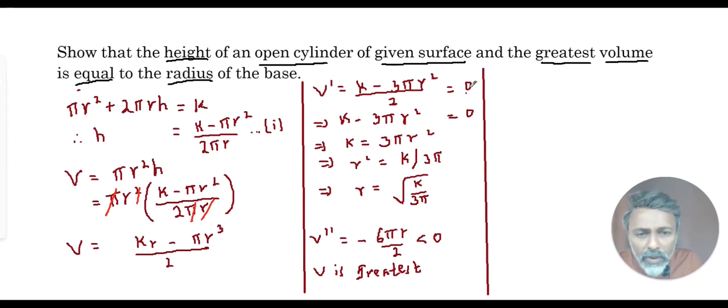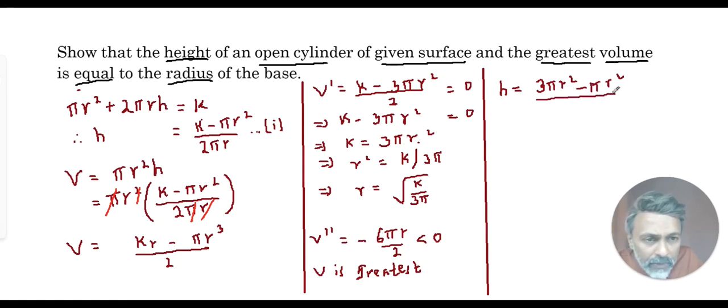Let us try to write down the formula for volume. Volume is equal to, but what were we asked? Not the volume; we were asked only to show that the height is equal to the radius. So let's go to equation 1. h is equal to, k is 3 pi r square. We can see here, so we can write here 3 pi r square in place of k in this equation 1, minus pi r square divided by 2 pi r.